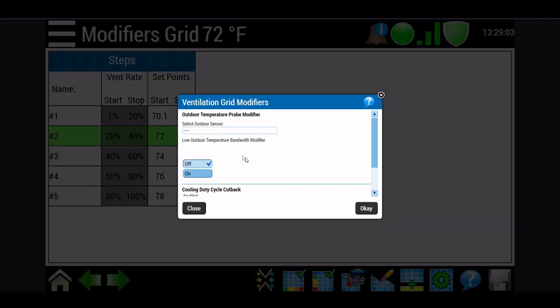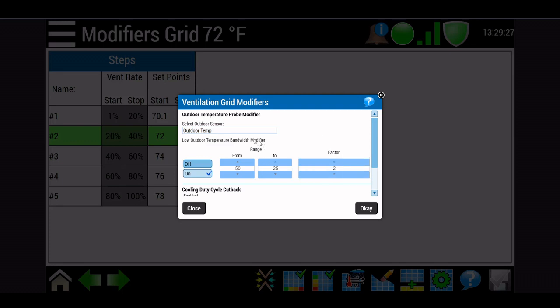So here we have our outdoor temperature probe modifier. I will select my outdoor temp as my sensor, and then the low outdoor temperature bandwidth modifier. Once I hit on, then I see I have a range from and to and a factor that can be all the way from 1 up to 2.